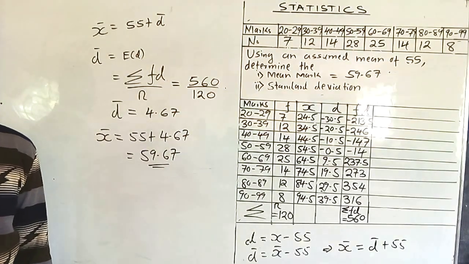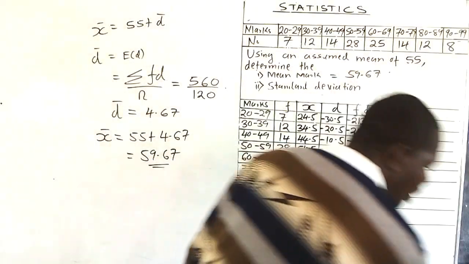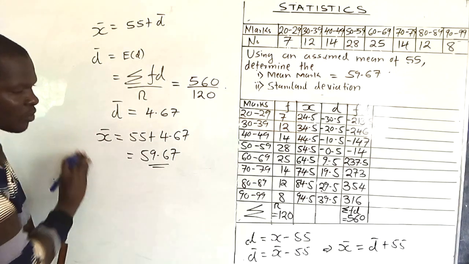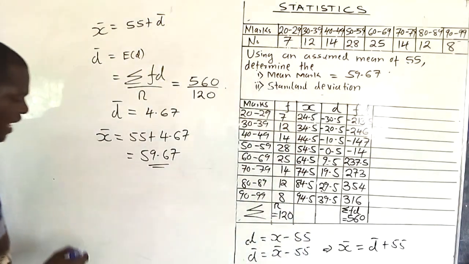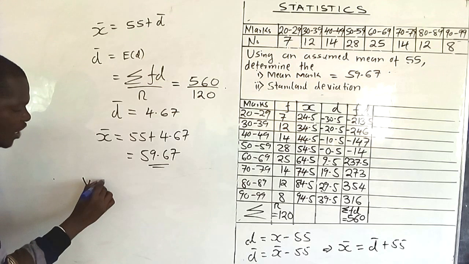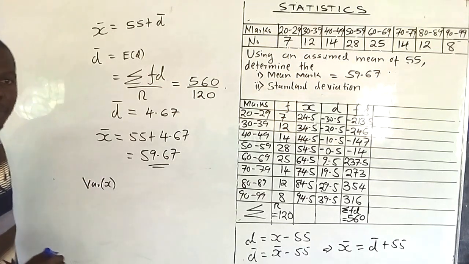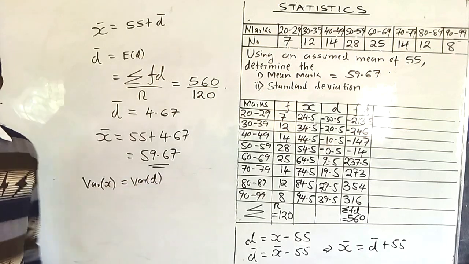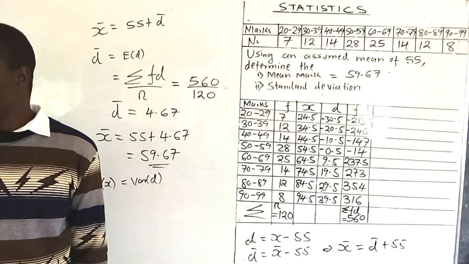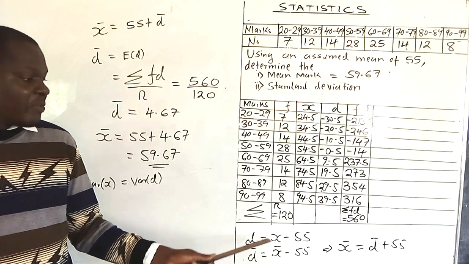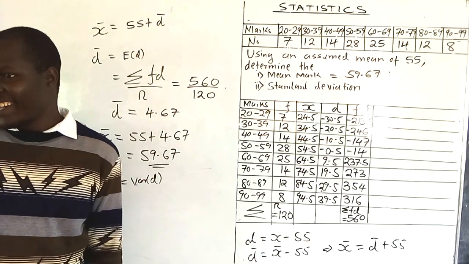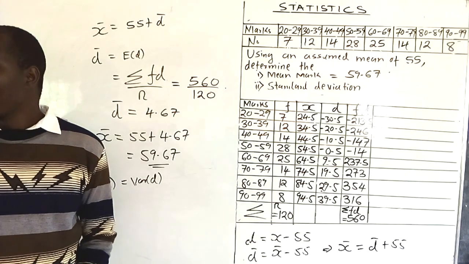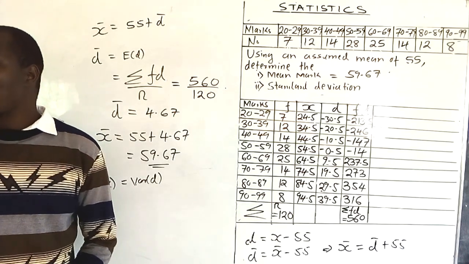Are we together? Yes. So the standard deviation, what did we say? Standard deviation is the square root of the variance. So you start by getting, and you can remember we proved that the variance of x was the same as the variance of d, isn't it? Yes. The variance of x was the same as the variance of d if d was just x minus assumed, isn't it? But there are cases when d is x minus assumed over the class interval, then the variance of x will be i squared times the variance of d.